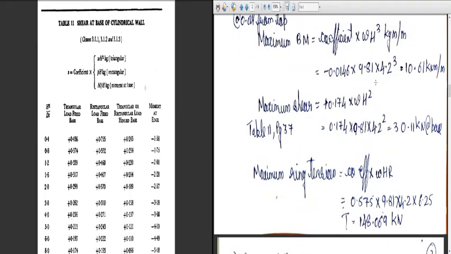So this is table number 11, shear at the base of cylindrical wall. Now how is the shear given? V is equal to coefficient into WH square kg, because ours is the triangular load.